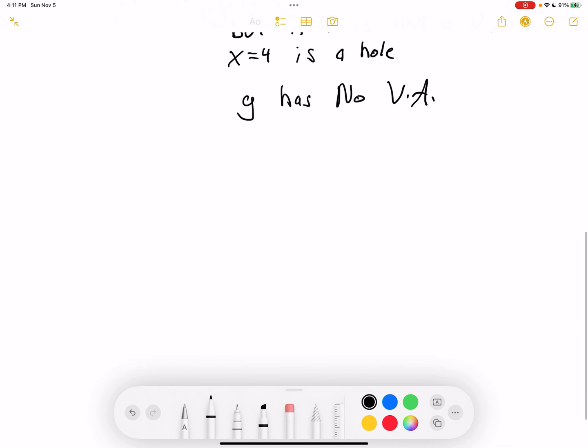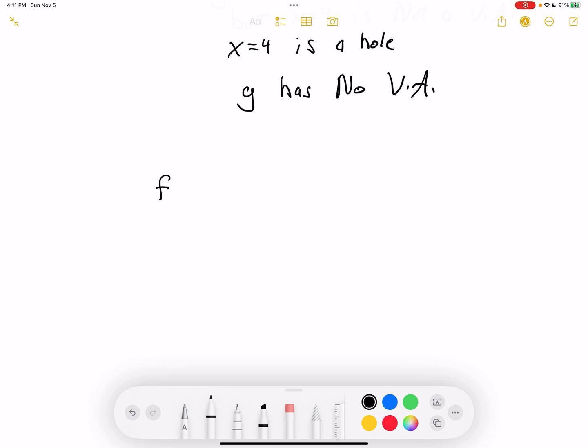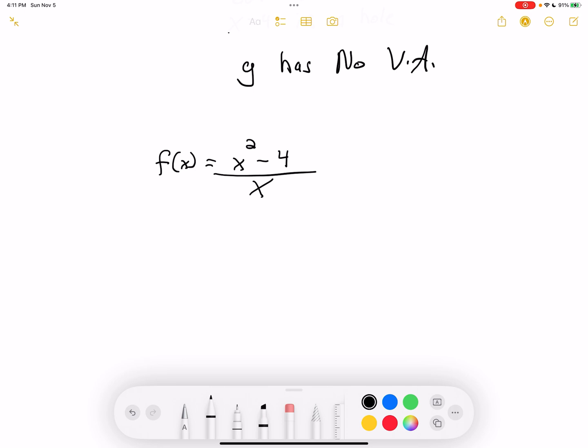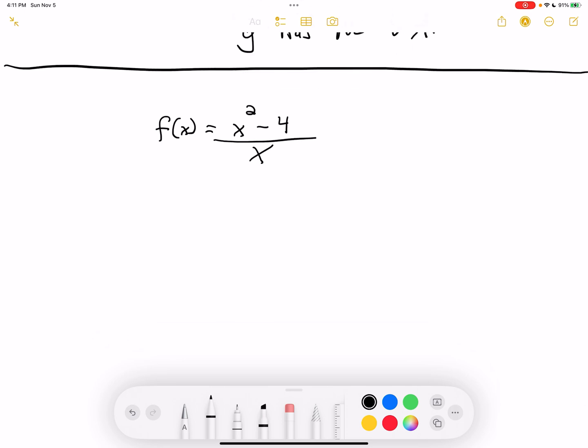Cool. Now let's look at that other function. I'll rewrite it down here. It was f of x equals x squared minus 4 over x. And just like before, we want to find all possible vertical asymptotes of this function f. So the first step, like before, let's find the domain.